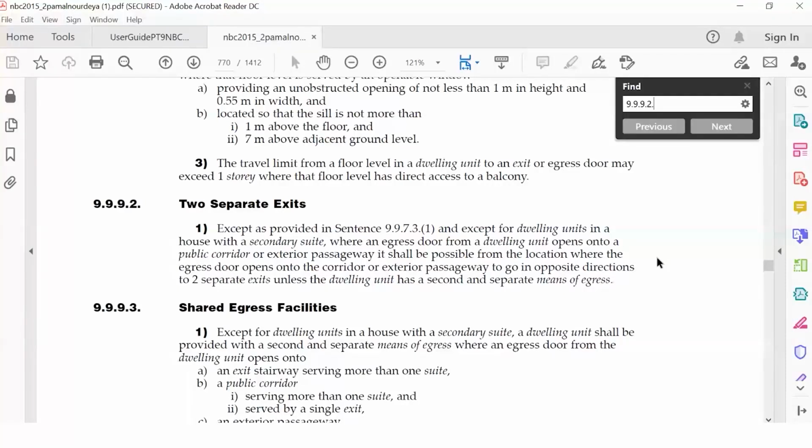So where you've got a public corridor, it needs to provide access to exits in opposite directions. Same thing with an exterior passageway, unless it serves only dwelling units. And when it serves dwelling units, it does not need to, only when the unit has access to another exit, to a separate means of egress. So you've got separate exits from within the unit.